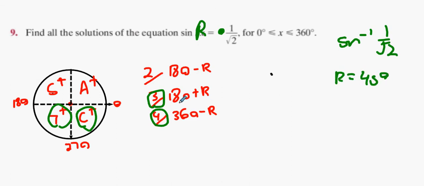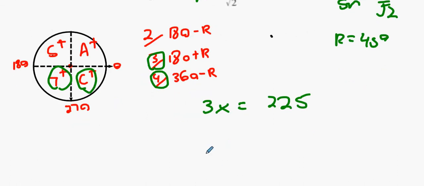But we need to slot them into quadrants 3 and 4. So what do you get? 225 and? Was it 315, yeah. Happy days.